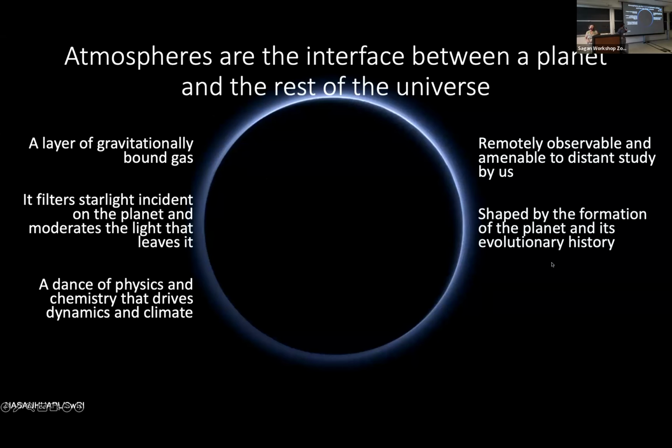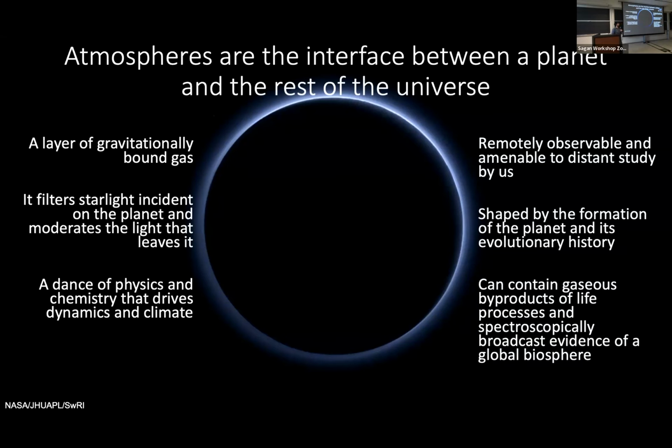They are shaped to some degree by the formation of the planet and by the evolution of that planet over time. And planets like Earth, and perhaps other planets out there, can contain gaseous byproducts of life processes that effectively spectroscopically broadcast information about a global biosphere to the rest of the universe, or to nearby planetary systems where astronomers like us might be searching for signs of life.